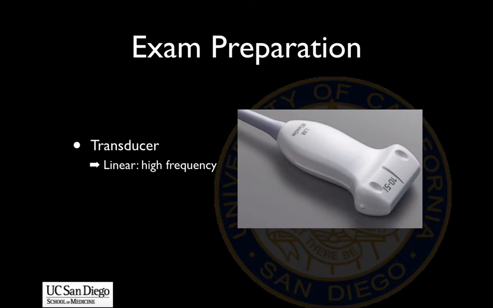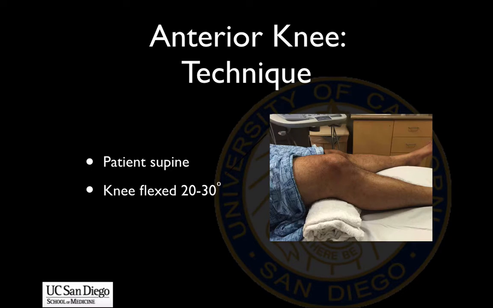In terms of the equipment necessary, as has been the case with the other aspects of the musculoskeletal exam that we talked about today, we will continue to want to use the high-frequency linear transducer for the reasons discussed previously, primarily because its high frequency lends itself to better anatomic detail for the superficial structures of interest with this particular exam. In terms of patient position, you would like to have the patient placed supine with their knee flexed at approximately 20 to 30 degrees.